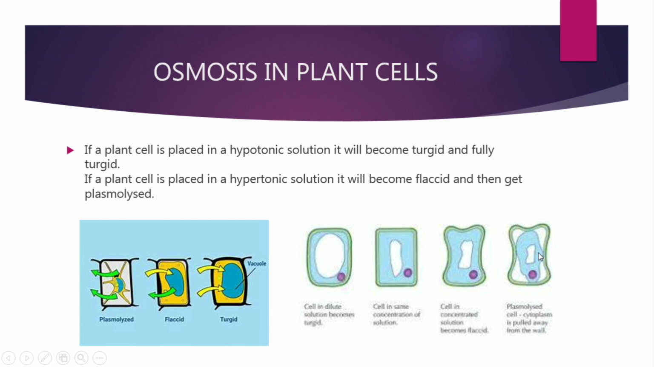Then the plant cell would lose more water until the cytoplasm leaves the cell membrane. Now the cytoplasm is no more in contact with the cell membrane, and then we say the plant cell is plasmolysed.